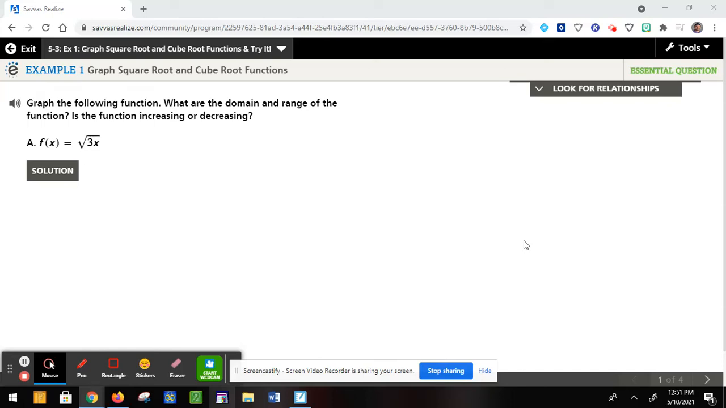Welcome to lesson 5.3. In this lesson, we're going to be graphing square root and cube root functions. In the first, we're just going to see what these graphs look like, and not really worry about transformations and stuff like that until another example. So first one is just square root of 3x.